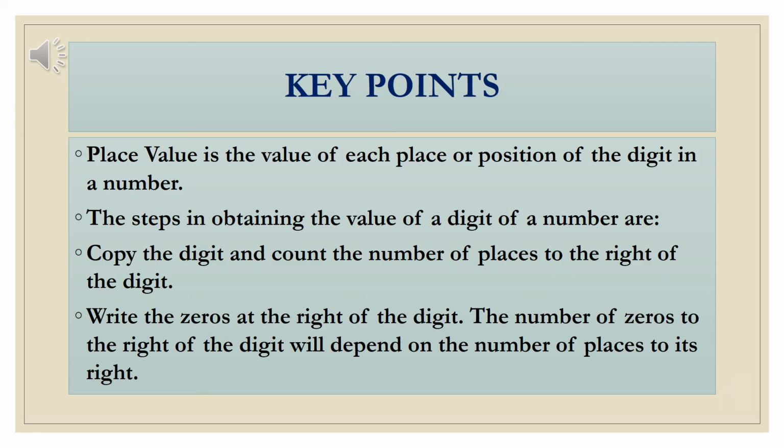Summary of our discussion today. Place value is the value of each place or position of the digit in a number. The steps in obtaining the value of a digit of a number are: copy the digit and count the number of places to the right of the digit. Write the zeros at the right of the digit. The number of zeros to the right of the digit will depend on the number of places to its right.